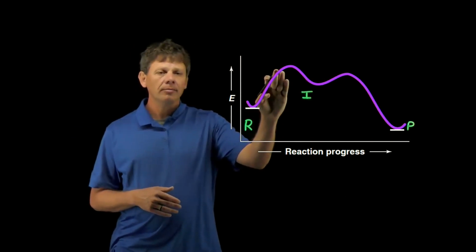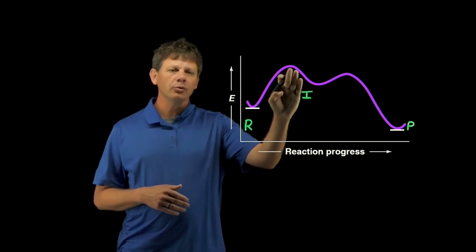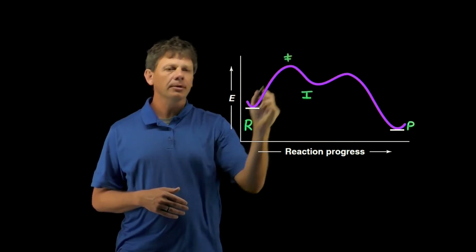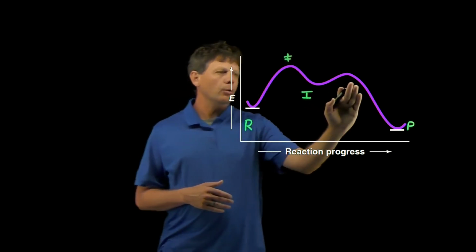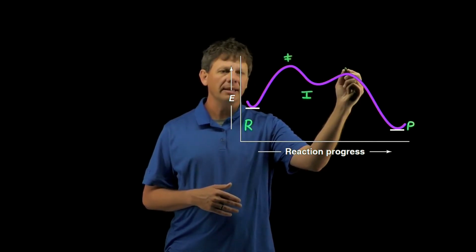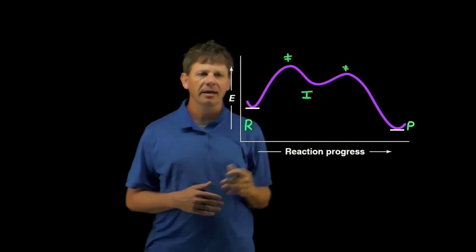At the top of the hill are our two transition states. So this is a two-step reaction going from reactant to intermediate through a transition state here. We go through another hill as we go from intermediate to product, so we can label that as our transition state there.